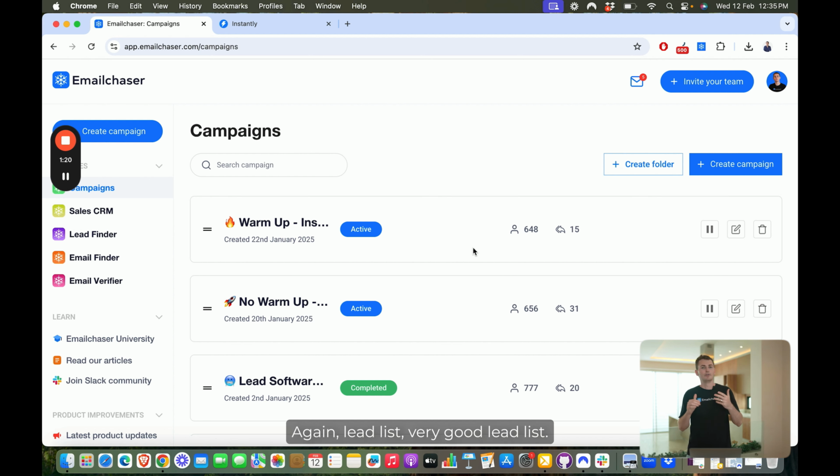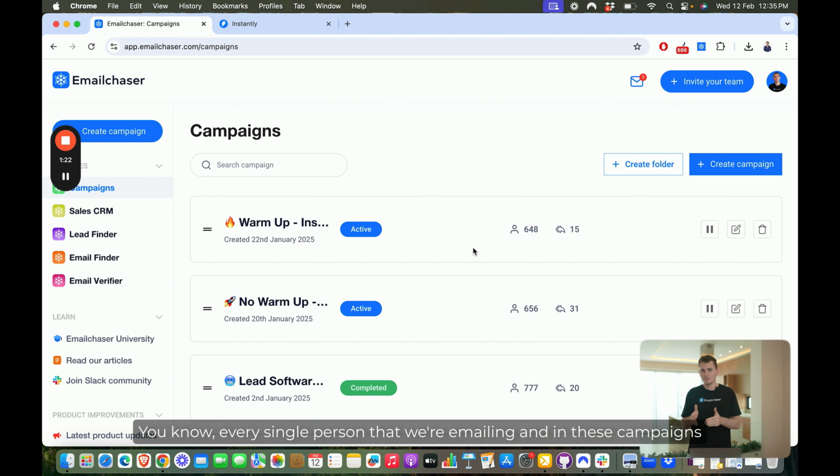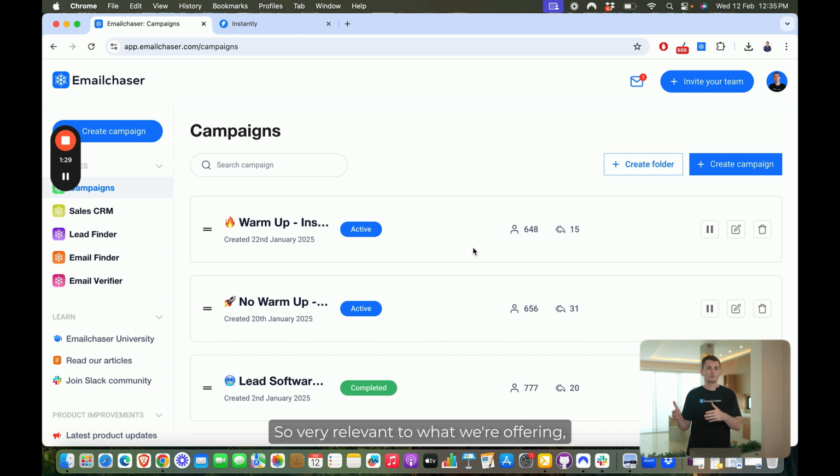Again, lead list, very good lead list. Every single person that we're emailing in these campaigns uses either Instantly or Smartlead, which are cold email sending tools. So very relevant to what we're offering, which is a cold email sending platform, Email Chaser. And then in terms of copy, I'm going to show you that soon, a very simple copy.